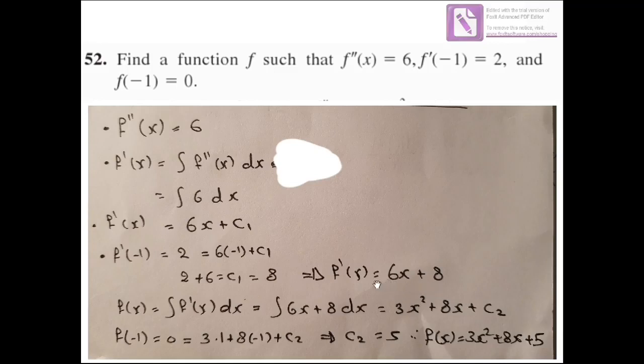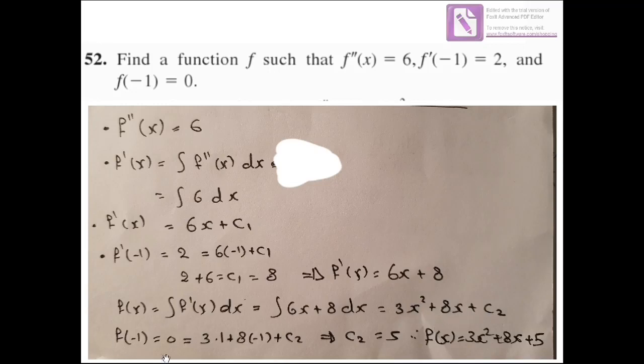To find the original function, we need to find the antiderivative of f prime of x. So f of x will be equal to the integration of f prime of x dx. Integration of 6x plus 8 will give us 3x squared plus 8x, then plus the constant c2. So now we need to find c2. It is given that f of minus 1 is equal to 0. So we will replace x by minus 1 and put this function equal to 0.